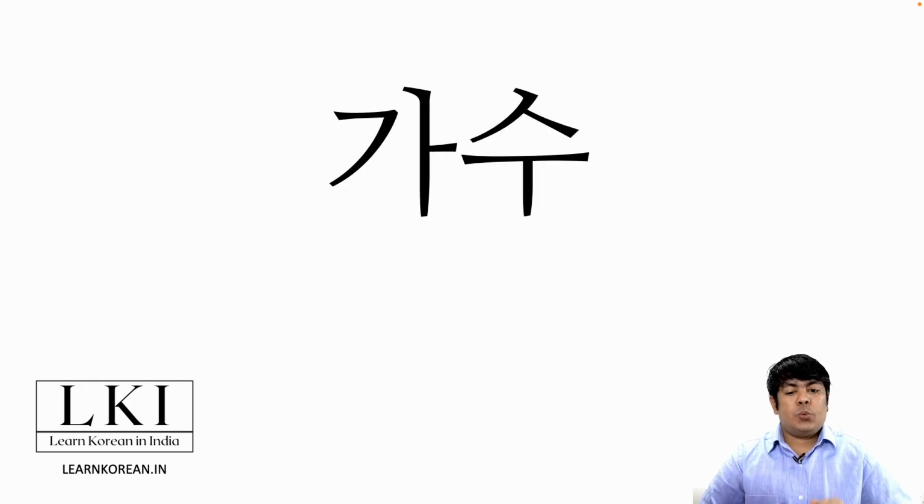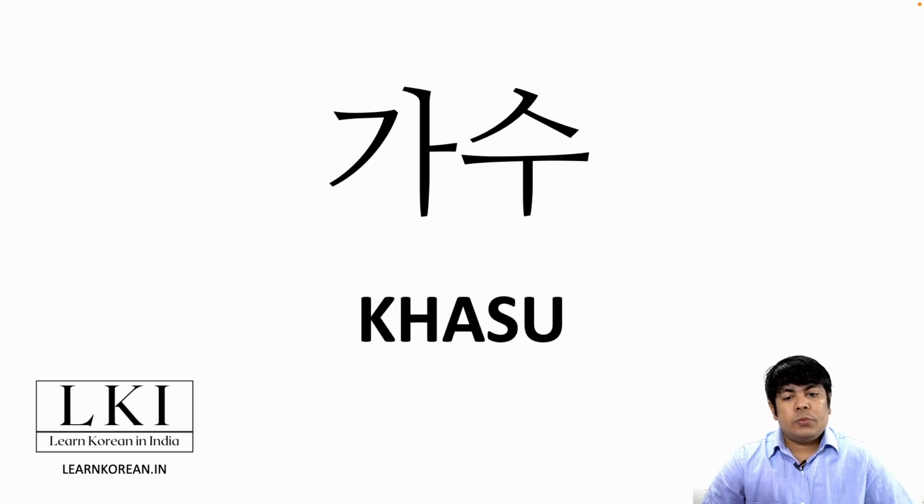So let's look at this word. Can you try to read it? This word is khasu. How? Because we have k and a, so it will become kha, and then s plus u, su, khasu. Khasu means singer, by the way.